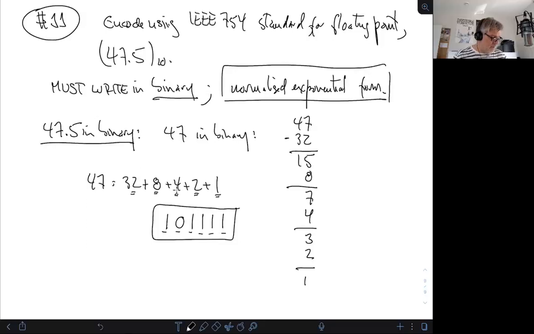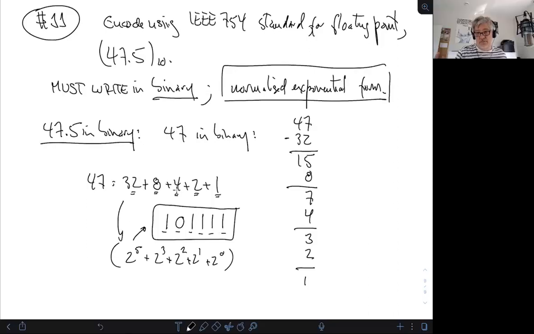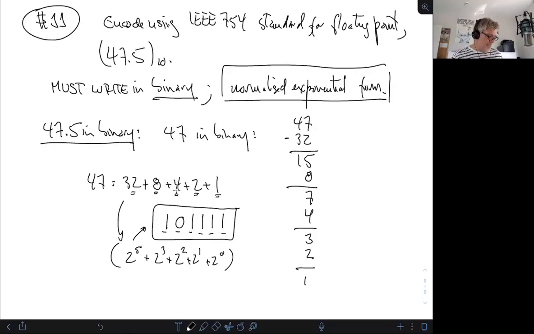Yeah, so the intermediate step, if you want, is 2 power 5 plus 2 power 3 plus 2 power 2 plus 2 power 1 plus 2 power 0. So basically the powers that you don't use, you just write as 0. Okay, so I've got 47 in binary.